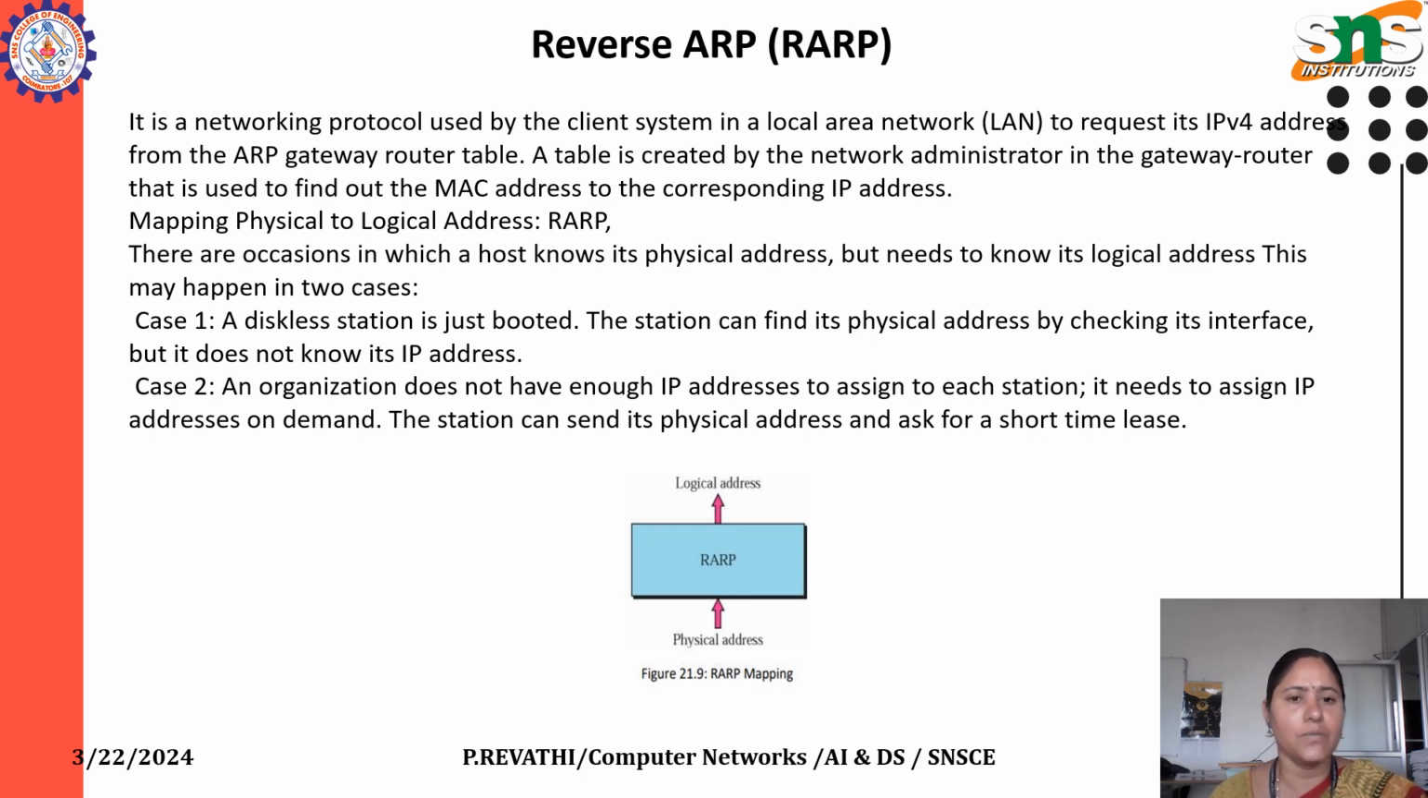There are occasions in which a host knows its physical address but needs to know its logical address. This may happen in two cases. Case 1: a diskless station is just booted. The station can find its physical address by checking its interface, but it does not know its IP address. Case 2: an organization does not have enough IP addresses to assign to each station. It needs to assign IP addresses on demand. The station can send its physical address and ask for a short time lease.